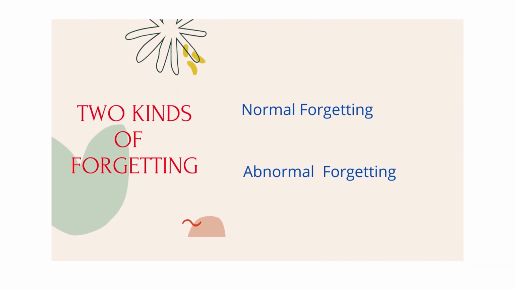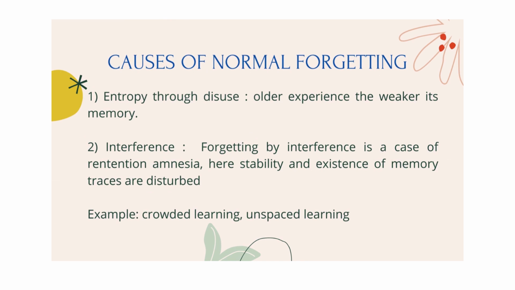Forgetting has two kinds. First is normal forgetting, and the second one is abnormal forgetting. So what are the causes of normal forgetting? Number one is entropy through disuse. The older the experience, the weaker its memory. When our experience is older, the memory is also weaker.